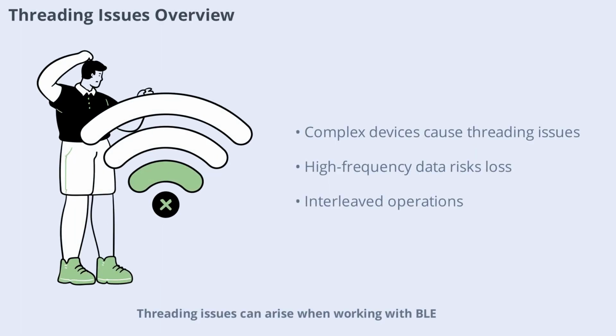Writing issues can arise when working with BLE, especially with complex devices that stream data at high frequencies. Simple devices like thermometers rarely encounter threading problems. However, complex devices may require multiple commands, authentication, or parameter updates, leading to interleaved reads, writes, and notifications. If notifications arrive faster than your app can process them, you risk losing data. Understanding these threading challenges is crucial for building robust BLE applications.